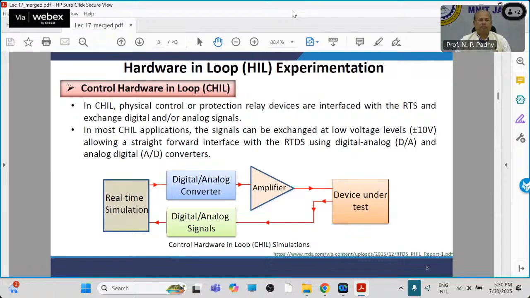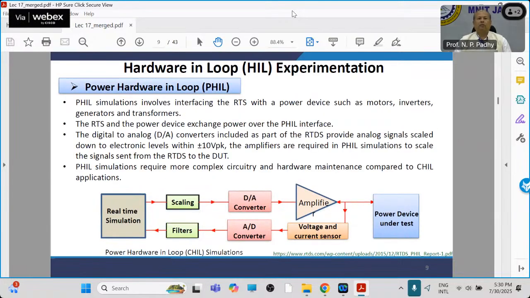The interface between the real-time simulator and the device is possible only through an analog equivalent, which needs to be amplified to the device level. In this case, the maximum rating of the device will be based upon the amplifier. Similarly, when you go to power hardware in loop simulation, it is almost the same thing with a minor change.